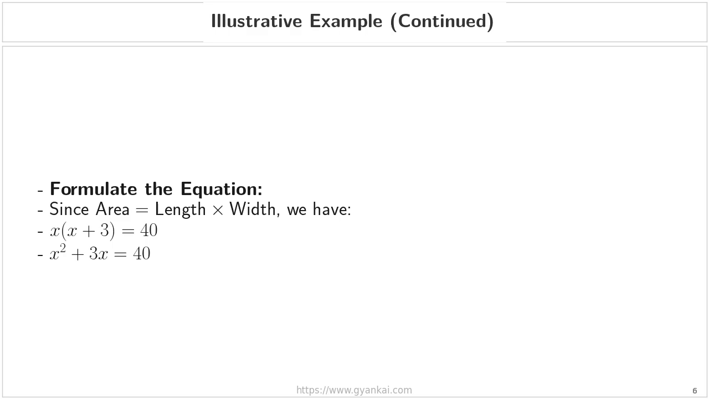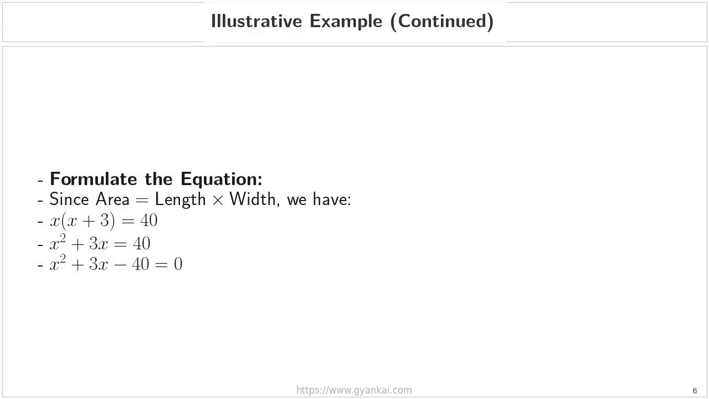When we distribute the x into the parentheses, we get x squared plus 3x equals 40. Finally, to prepare the equation for solving via factorization, which we will see in the next slide, we need to set the entire equation to 0. By subtracting 40 from both sides, we arrive at our final quadratic equation. x squared plus 3x minus 40 equals 0.